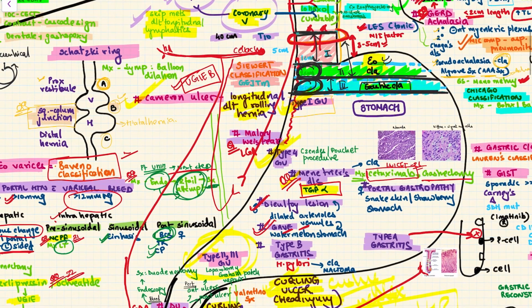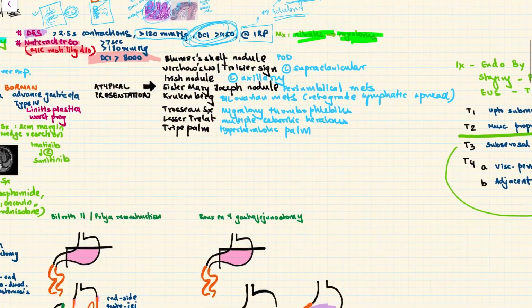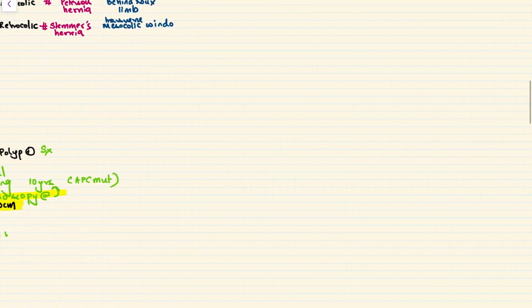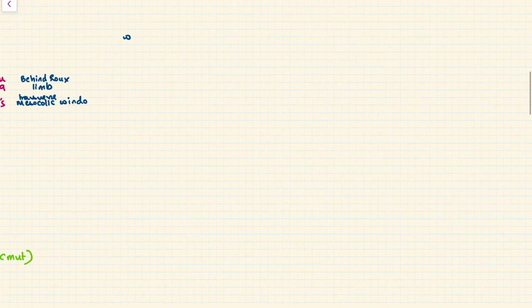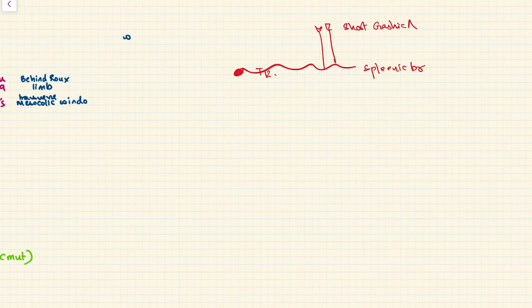Let us do it quickly, the celiac trunk, okay? Because they ask questions. So this is the celiac trunk. It arises at the level of T12. The branches are, first is a splenic branch, right? It will give rise to short gastric artery. Next, it gives left gastric artery and hepatic artery proper.